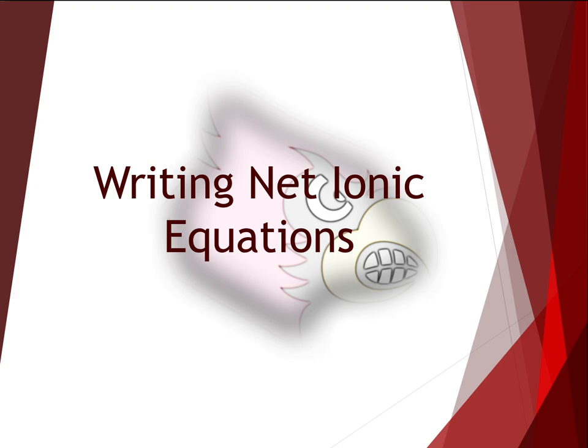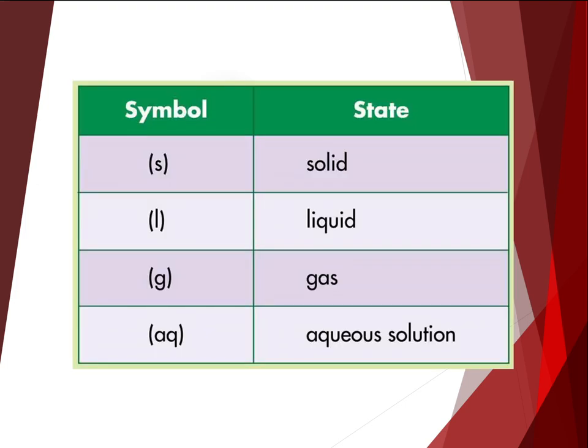Writing net ionic equations. A balanced equation provides information about a chemical reaction. One important piece of information is the matter state of each substance involved. By convention, the symbols S, L, G, and AQ are used to distinguish these states.